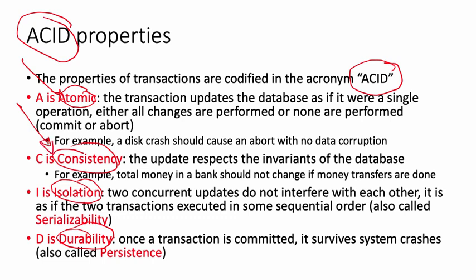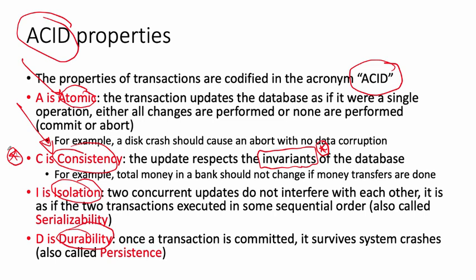Consistency means that we respect the invariant of the database. When I do an update in a bank, for example, transferring money from one place to another, the total amount of money in the bank should not change. If I remove 100 euro from one account, I add 100 euro to the other. I will not add 95 and stick 5 in my pocket. No, that's not allowed. I have to respect the invariance. So that is called consistency.